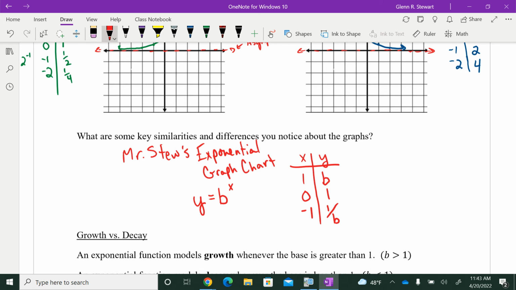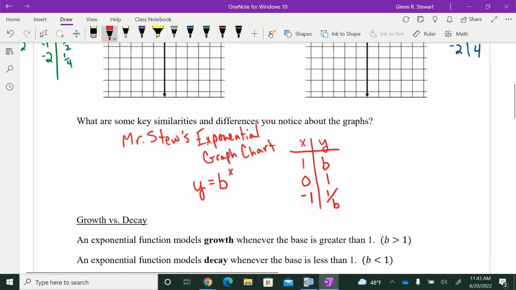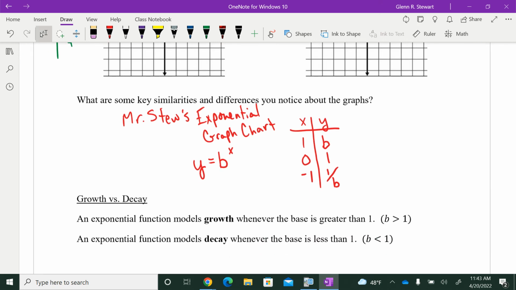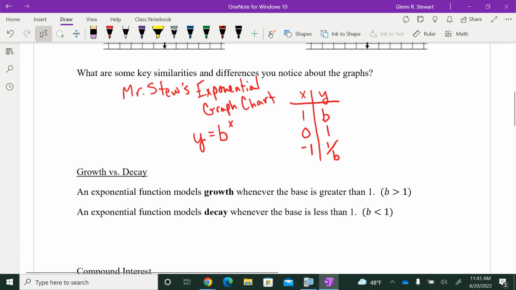So that's part 1. Part 2 is going to be about compound interest.